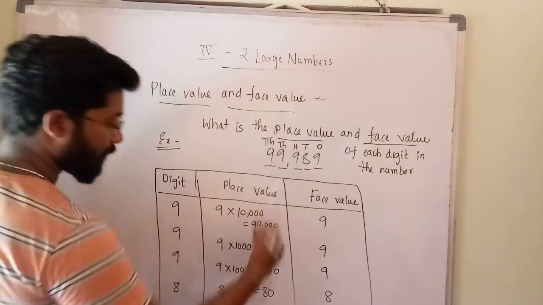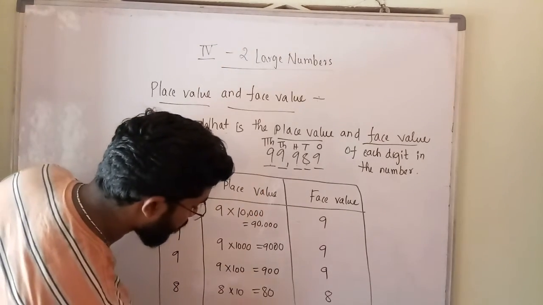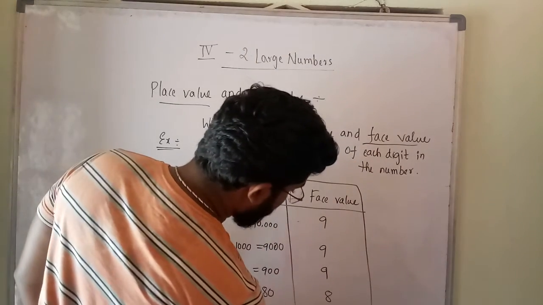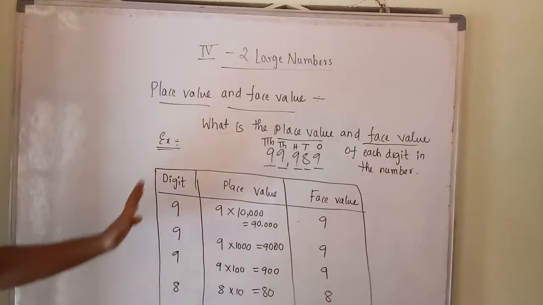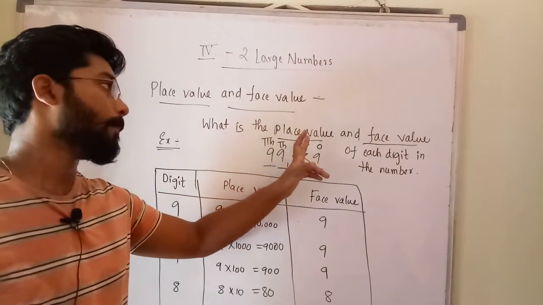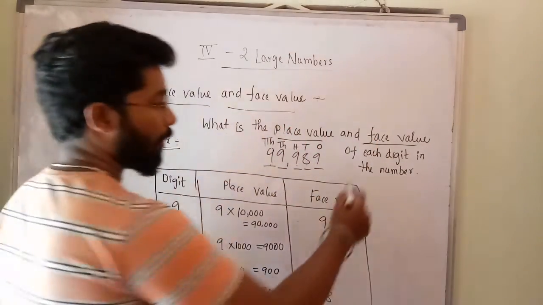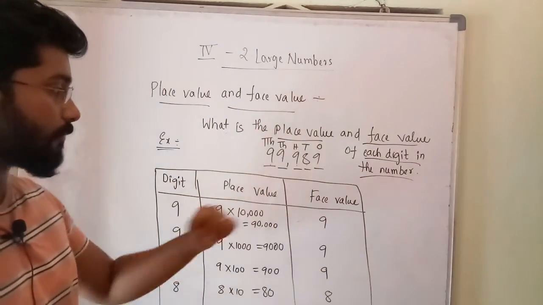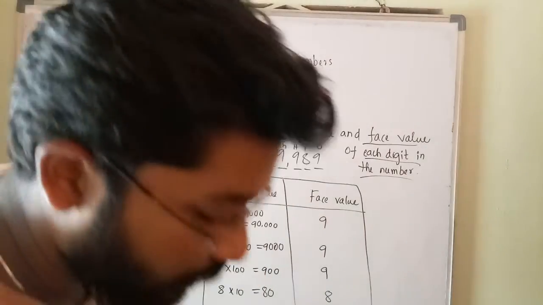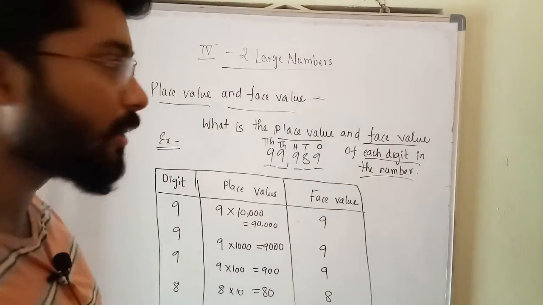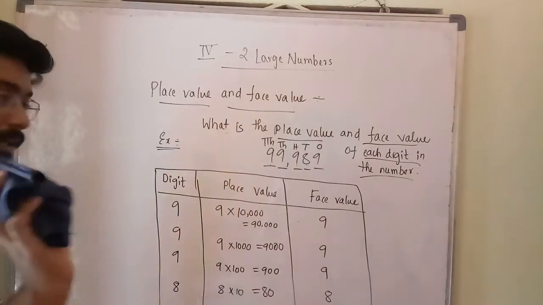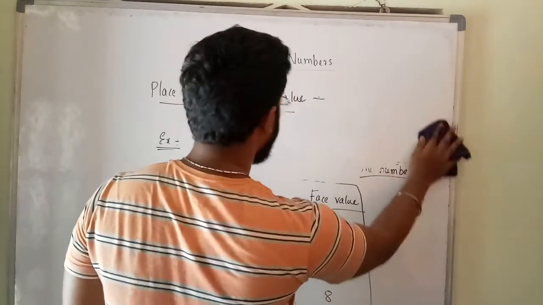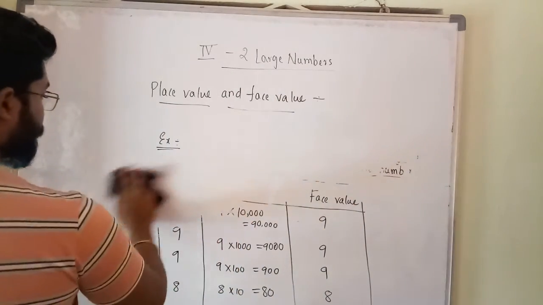Next one, this 9, in which place it is there? Ones place. 9 into 1 equal to 9, that is the place value. Face value of 9 is 9 only. So like that we have found out the place value and face value of each digit in the number. Like this you have to find the place value and face value for every digit. If he is asking particularly for one number only, you have to find it for that number only. With this we have completed the topic place value and face value.